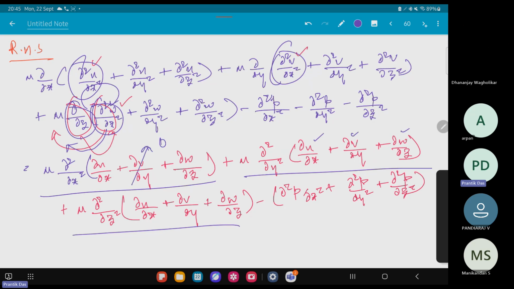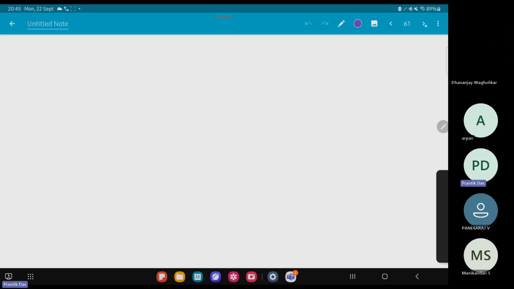So this is equal to 0, this is equal to 0 and this is equal to 0. So now your equation actually reduces to minus del square p. Okay, so now this can be further reduced to 1 by rho del square p/del x square.